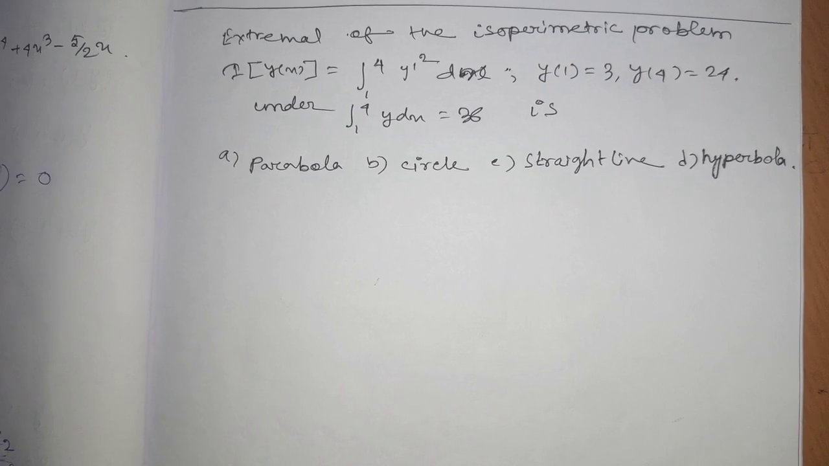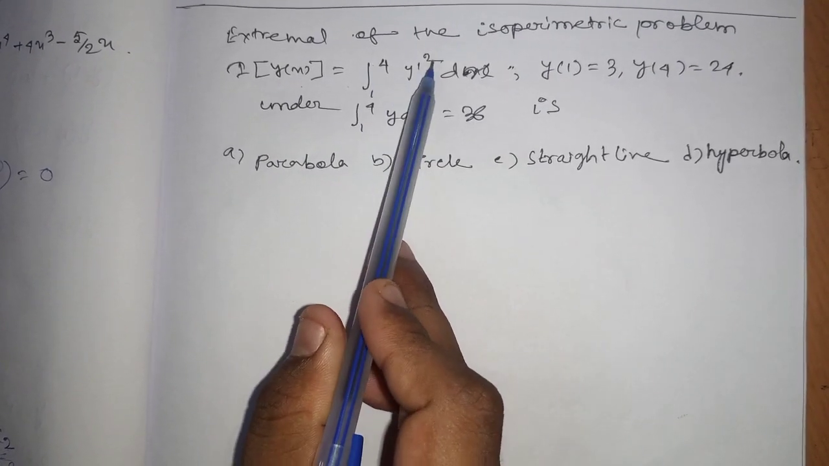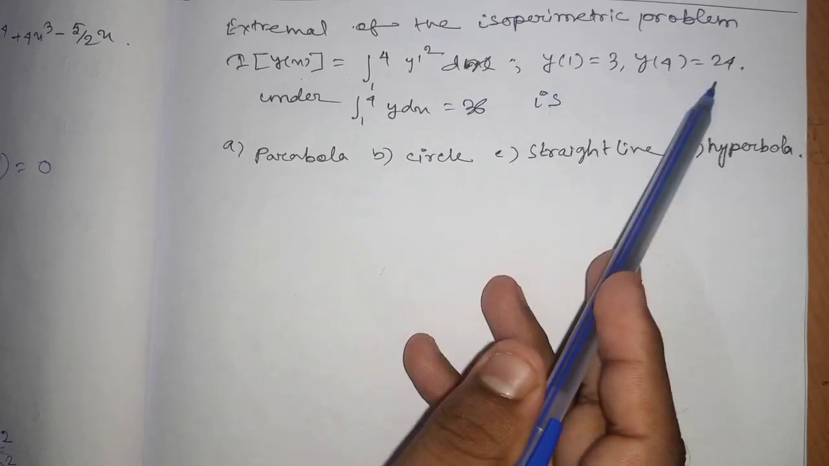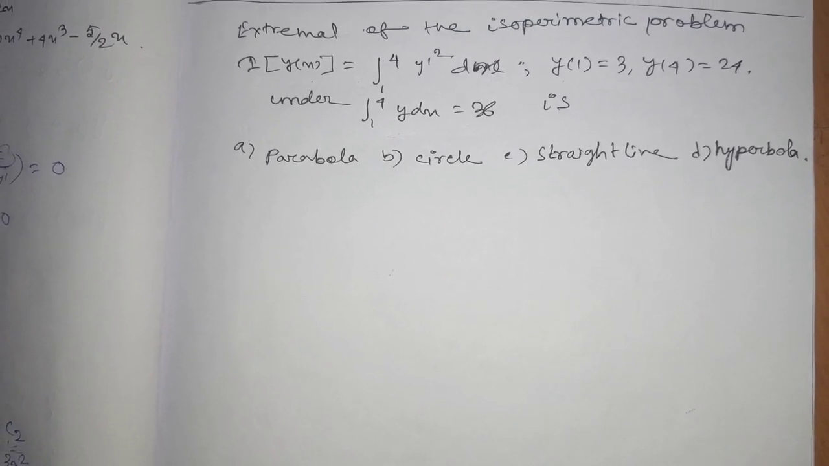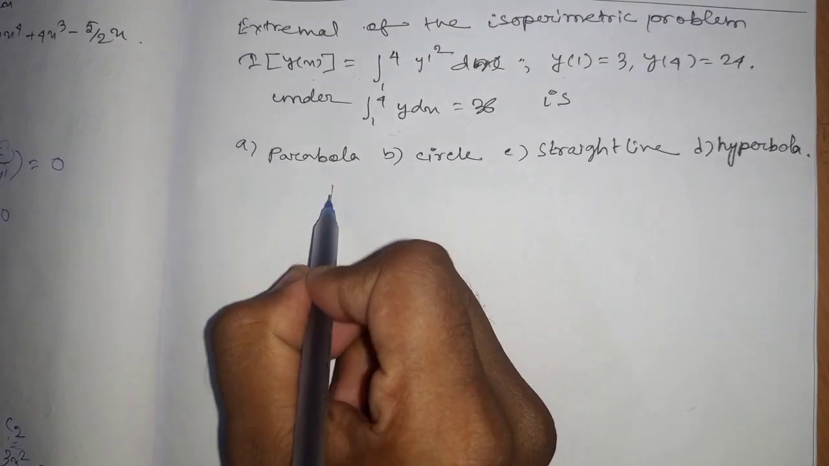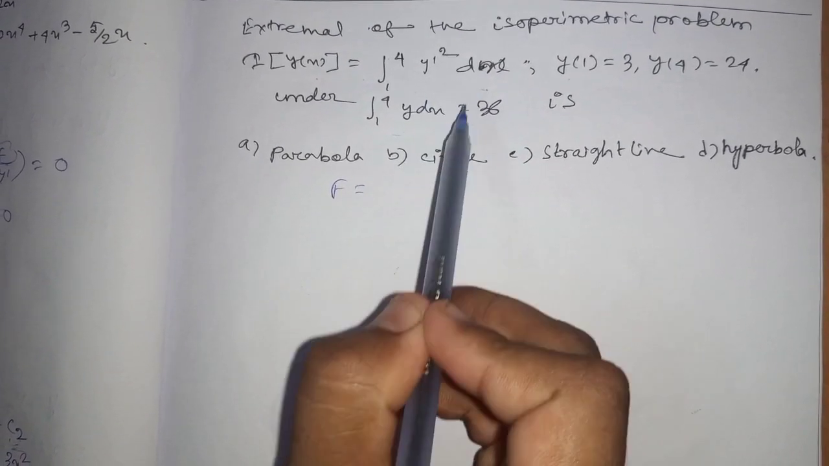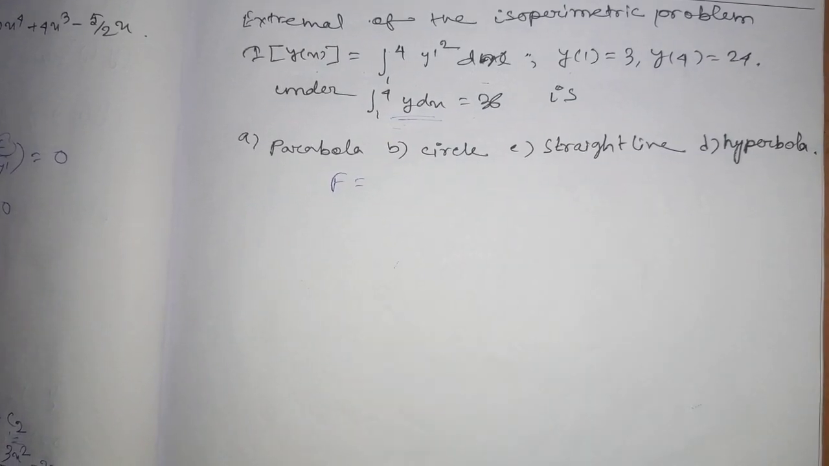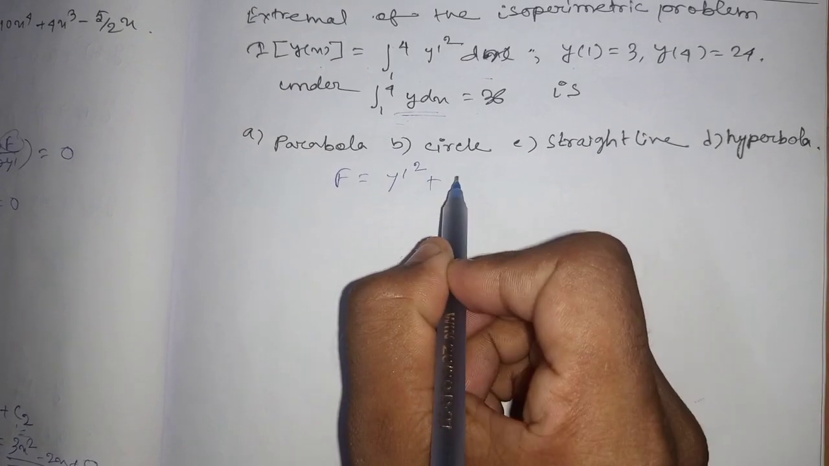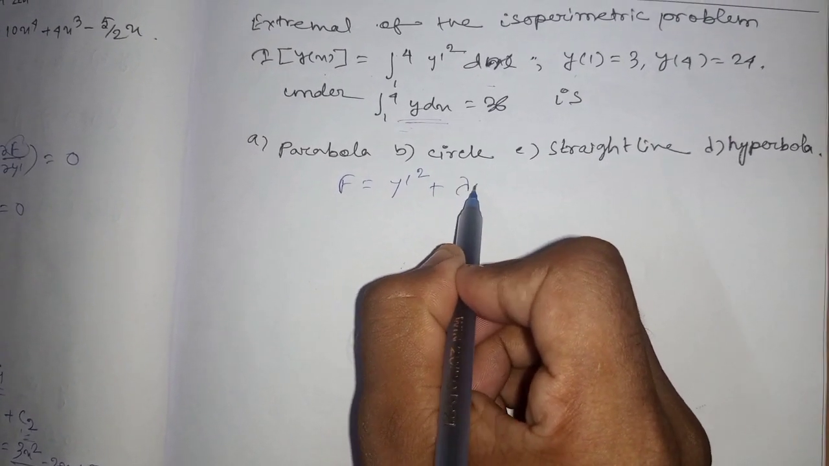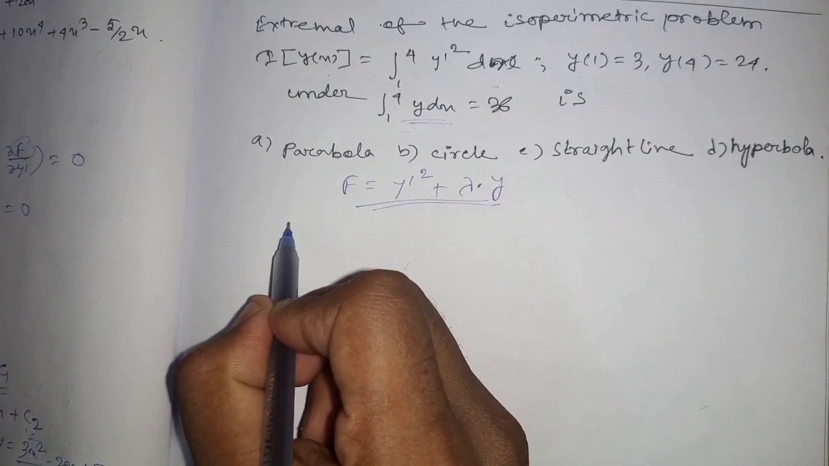The extremal of the isoperimetric problem I[y(x)] equals the integral from 1 to 4 of y dash square dx. These are the boundary conditions and this is our constraint. Now we have to make a functional using this one and this one. So capital F is y dash square plus lambda into y. This is our new functional.